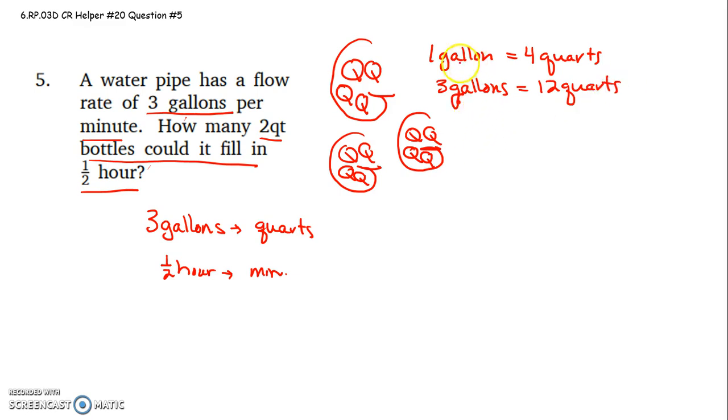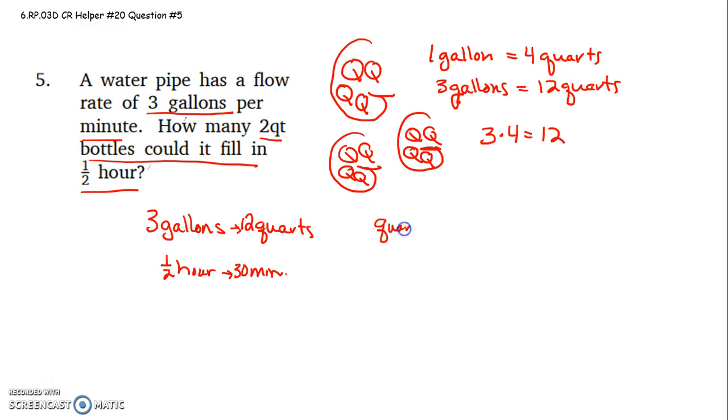And knowing that there's 4 quarts in a gallon, you could take 3 times 4 to get you to 12. Take your 3 gallons times 4 quarts, that would get you to your 12 quarts. So now I know I have 12 quarts instead of 3 gallons. A half hour is 30 minutes. So I know I can fill 12 quarts per minute.